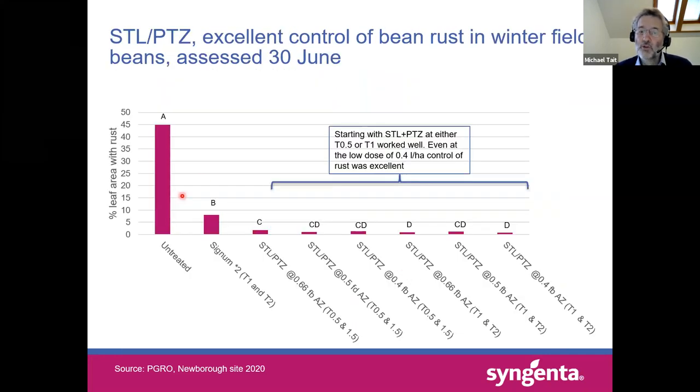Now here in the trial, we did a comparison with two doses of Signum, and that was at a standard T1 and T2 timing. Here you've got the early applications, T0.5 and T1.5, and you've got the different rates of our new product in there. And here you've got the standard T1, T2 timings again with the three different rates. And you'll see that all of them have worked well, but all of these salatinol prothioconazole based treatments have outperformed two doses of Signum for rust control in this winter bean crop.